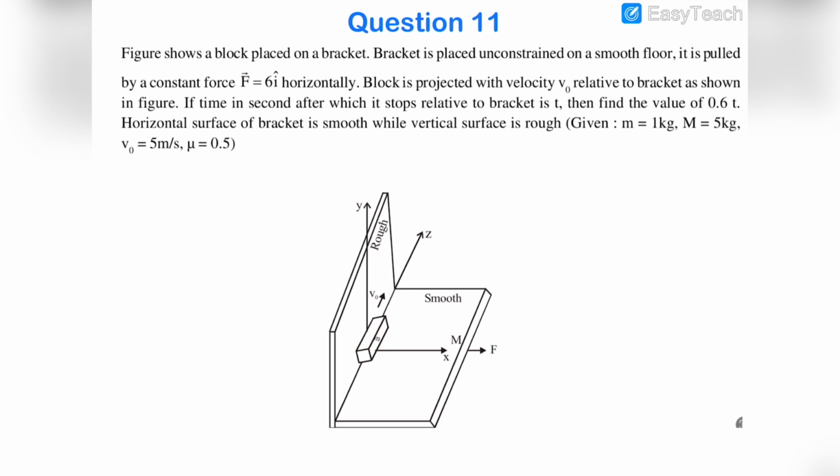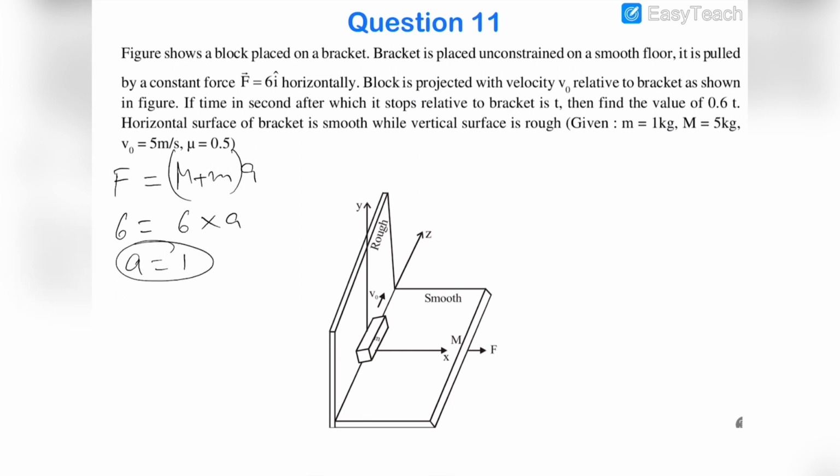So first of all, we know that in x direction, the acceleration of the system can be calculated by F is equal to (M plus m) a, because they both are accelerating along the x-axis, and F is 6 Newton and capital M is 5 and small m is 1, so this is 6a. So a is equal to 1 first of all.